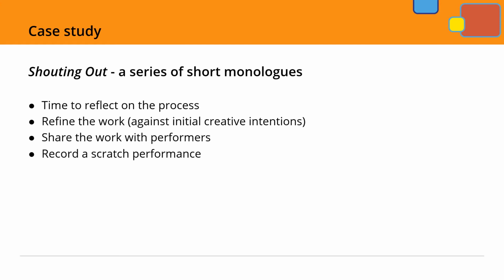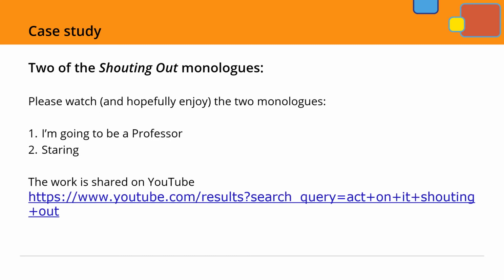It was then time to reflect. Act On It reviewed and made some final modifications to the monologues. They checked and refined the creative content, the structure, and practical aspects such as running time. Now it was time to share the monologues with a group of young performers. They read through the work, rehearsed the readings, and recorded them to camera. Here are two of the monologues for you to see the outcome. The end point for this project was to create rehearsed readings or scratch performances to share on YouTube.